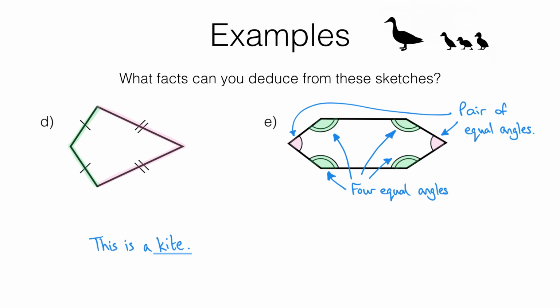Now, actually, from the information we've got here, we can deduce quite a lot. We can deduce something about which sides are going to be equal and how many lines of symmetry this shape has. But for the purpose of this video, we're going to keep it simple, and we're just going to say that this is a hexagon. It's got 6 sides, and this hexagon has one pair of equal angles and another 4 separately equal angles.